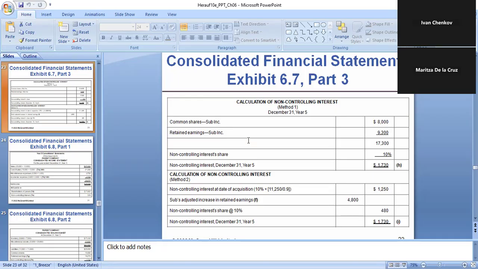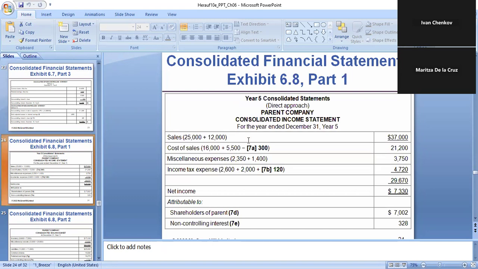And then what we're going to do is get the non-controlling interest at the date of the acquisition. We're going to see the retained earnings that have increased over the years since we purchased the subsidiary. We're going to add the 10% to the non-controlling interest at acquisition, and we're going to get the non-controlling interest at the current moment, or year 5 in this case.